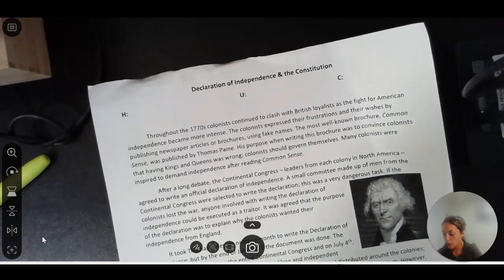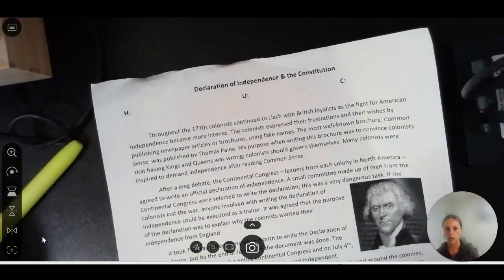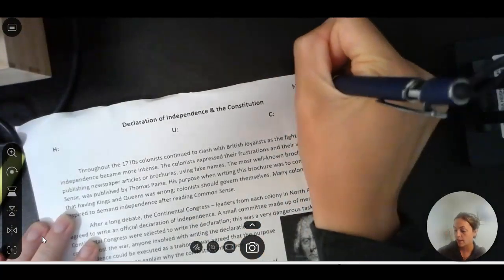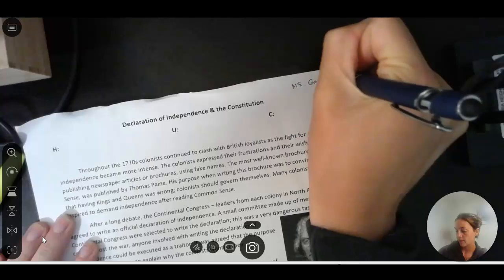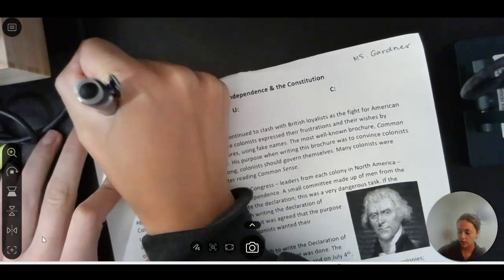So, what we are going to do with this article today is grab our pencil and our highlighter, and we're just going to be marking it together. So what I first want to write is our name up at the top. And then we are going to write in our learning objective for the day.